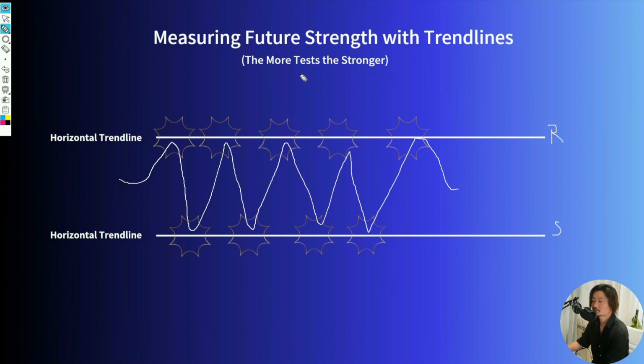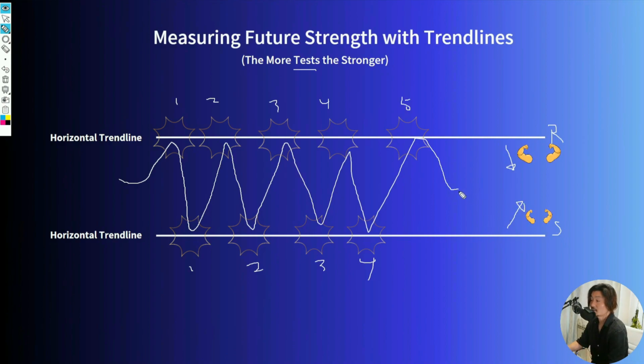Now, how many contact points or tests were there on this resistance? 1, 2, 3, 4, and 5. And this support has 4 contact points. Now, if we were measuring future strength simply with these two trend lines, this resistance creates more future short strength than this support creates future long strength.